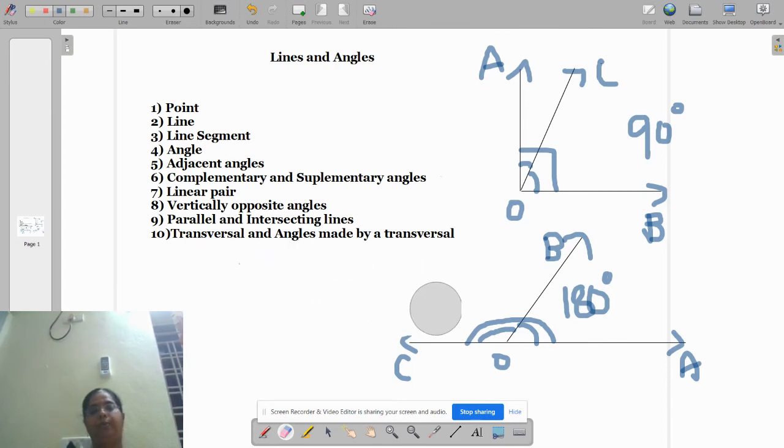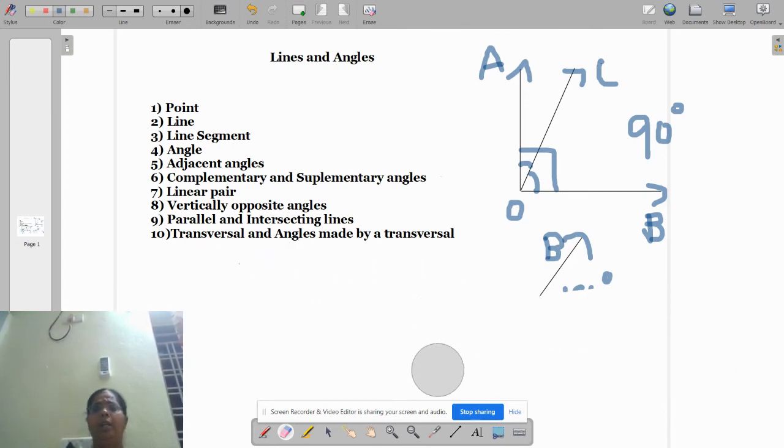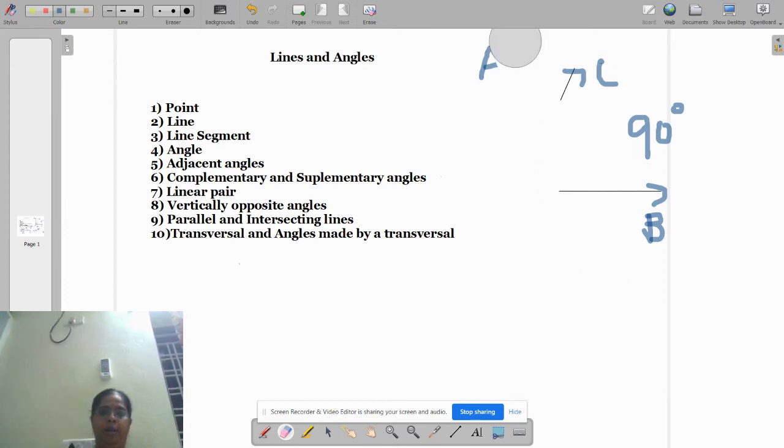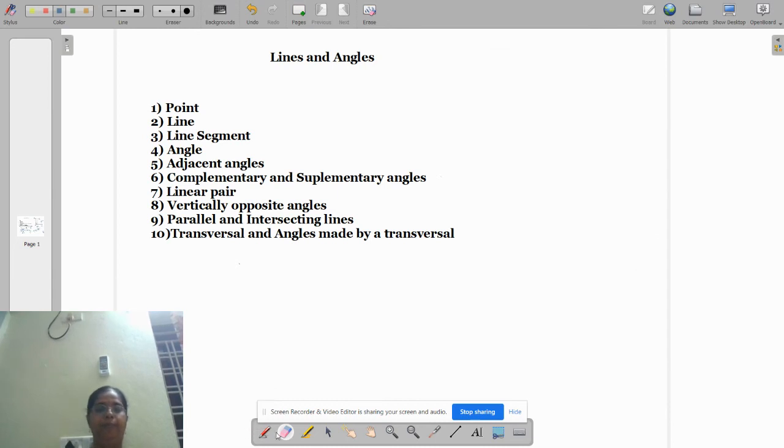Now, okay, parallel lines. The lines which do not intersect at any point, then they are called as parallel lines.